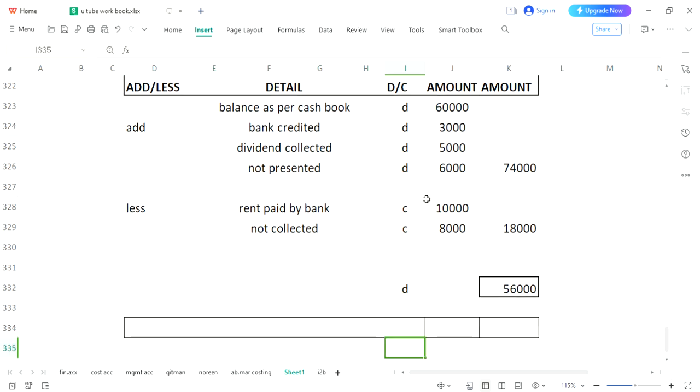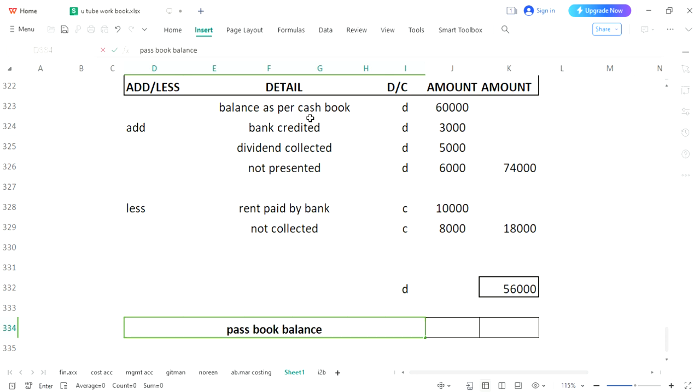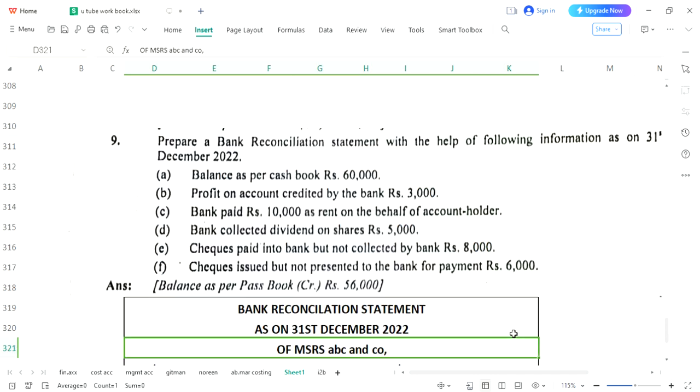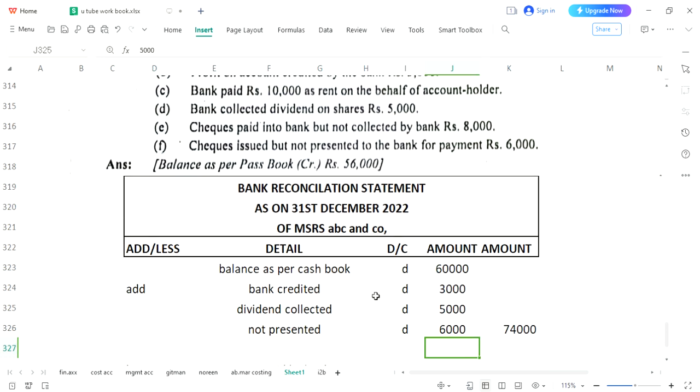Now finally, we will write the answer in an appropriate manner, where the first cell would be for balance. Now you can see you started your question with cash book. Opposite to cash book, we will write passbook balance, and then our answer is for debit. Opposite to debit would be credit, and the answer would be similar, 56,000. In this way our answer is also completed. Passbook credit 56,000, and here you can see passbook credit 56,000. So guys, our question has been completed.